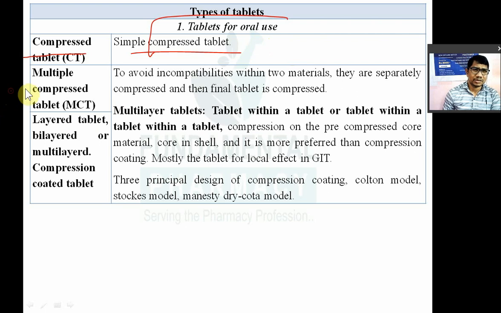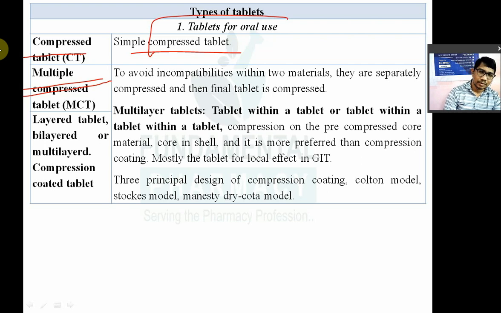मल्टीपल कंप्रेस्ड टैबलेट, एक बार कंप्रेशन किया आपने, दो ड्रग है, से फॉर एग्जांपल इफेड्रिन हाइड्रोक्लोराइड एंड फिनाइलेफ्रिन हाइड्रोक्लोराइड, ये आपको दोनों ड्रग का कॉम्बिनेशन यूज करना है इसमें सर्दी में, ठीक है। इफेड्रिन हाइड्रोक्लोराइड एंड दैट फिनाइलेफ्रिन दे आर इनकॉम्पेटिबल टू ईच अदर, तो आपको क्या करना है, व्हाट यू डू, you have to compress ephedrine hydrochloride, you have to make a small tablet, okay, half compression, that is known as half compression. So make an ephedrine hydrochloride half compression.